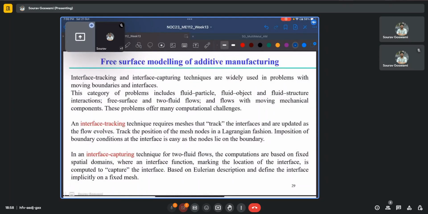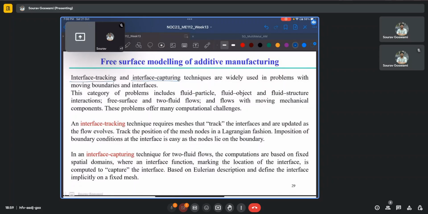Now the next aspect is actually surface modeling of the free surface, which is the molten surface of the melt pool and is in contact with the surrounding atmosphere. And the methods to actually model this free surface are of two broad types. One is the interface tracking methods. The other is the interface capturing techniques.